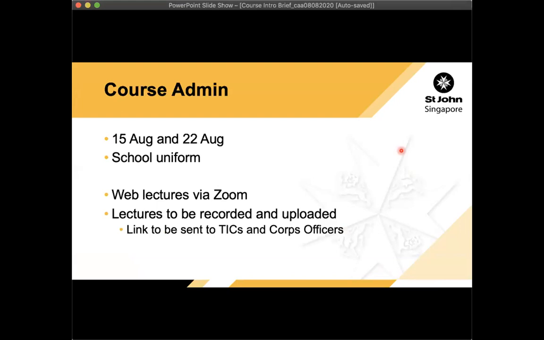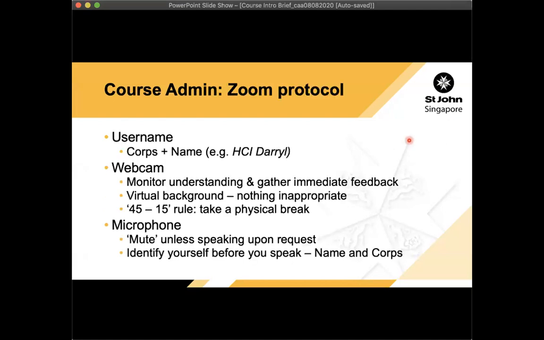Attire: school uniform. I understand that some of you are in your PE t-shirt and stuff like that. I'm fine with that, as long as you don't wear anything inappropriate. As you know, this is over Zoom, and the lectures will be recorded and uploaded, so that if you need to review whatever we mentioned in the lectures, please go ahead. I'll speak more on the relevance of this when I go through assessments.